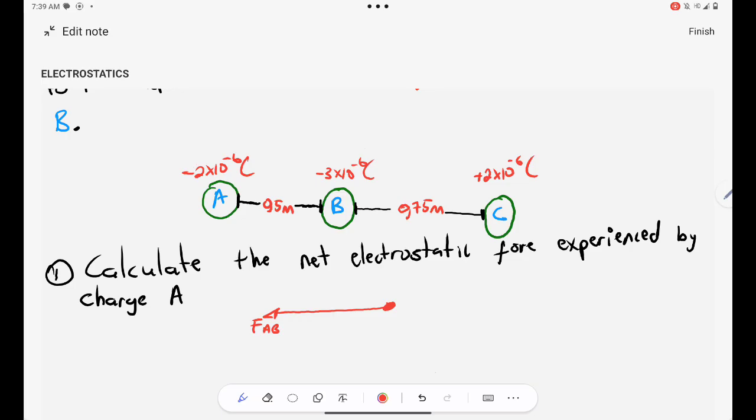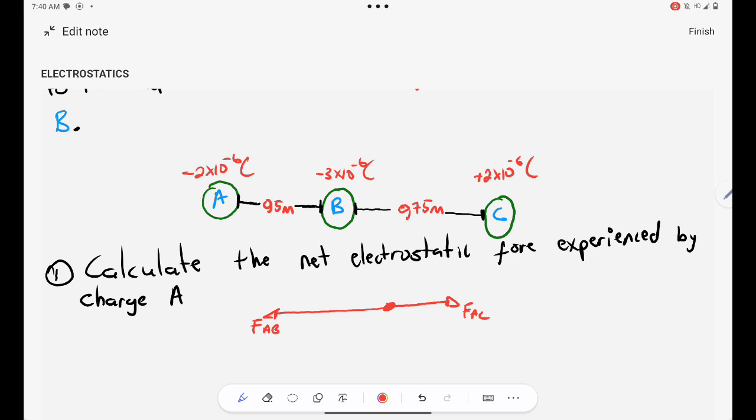Now I need to check the behavior of charge A as a result of charge C. Both charges have different polarity. One is positive and the other is negative, which simply means there's an attraction force between these two point charges. But remember, my reference is charge A. I'm only focusing on the behavior of charge A. So charge C will pull charge A towards the right, because charge A will be attracted to charge C.